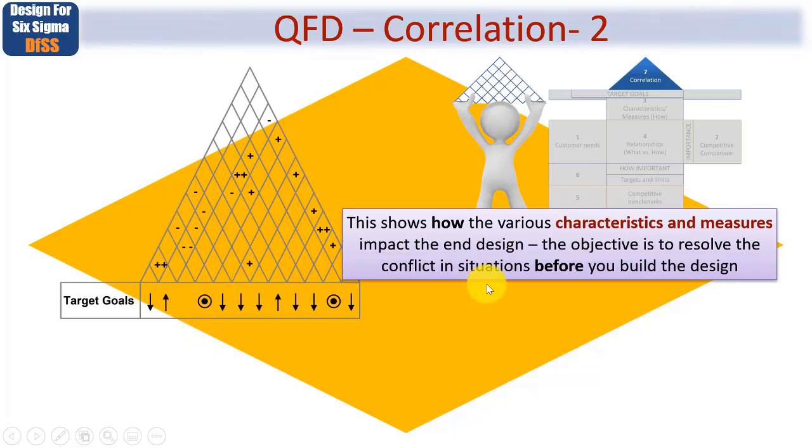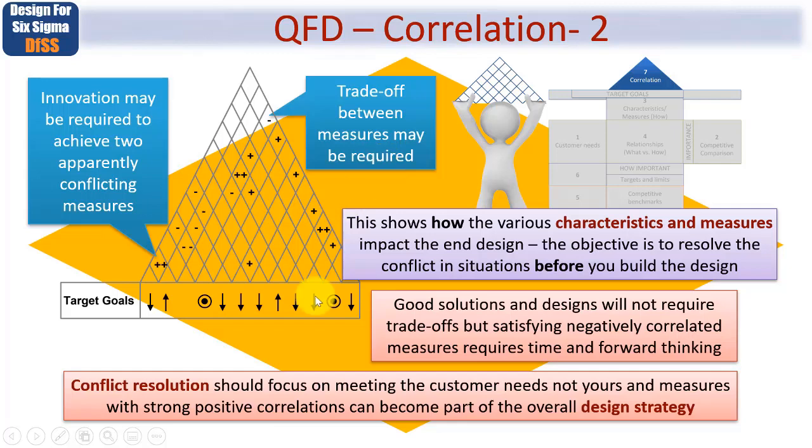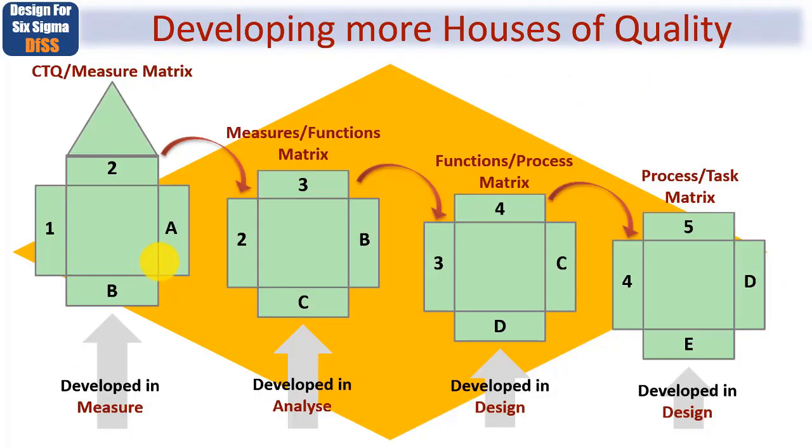Now, in carrying this out, good solutions and designs will not normally require trade-offs, but satisfying negatively correlated measures requires time and forward thinking. So you may or may not need some trade-off between the measures. And the second point here is that conflict resolution should focus on meeting the customer needs, not yours, and therefore measures with a strong positive correlation can become part of your overall design strategy. And that innovation may be required to achieve two apparently conflicting measures, here shown by two plus symbols if you will. Which brings me nicely to developing more houses of quality.